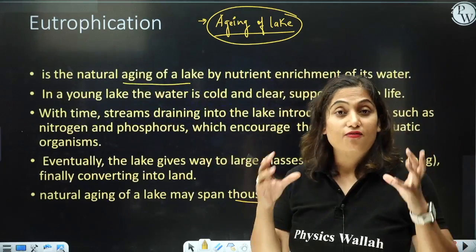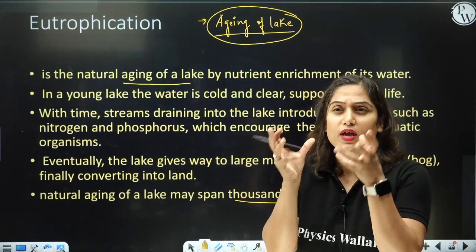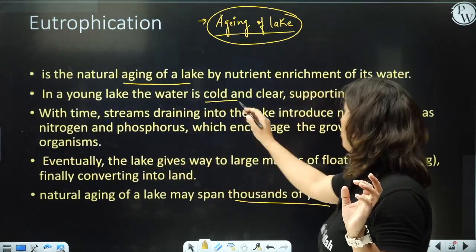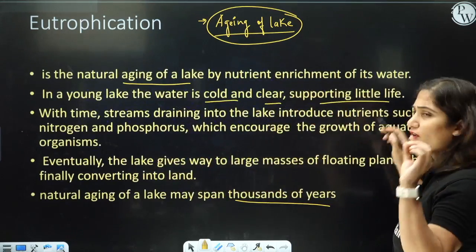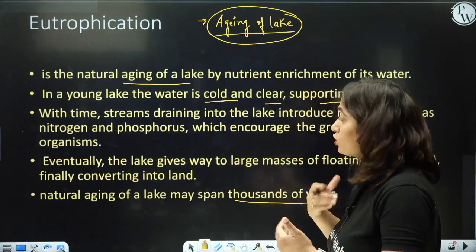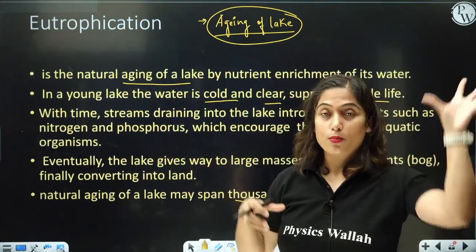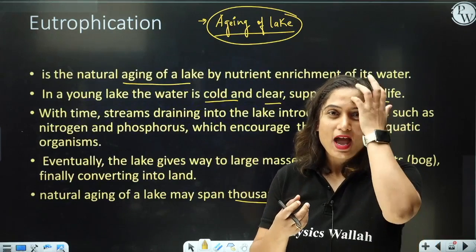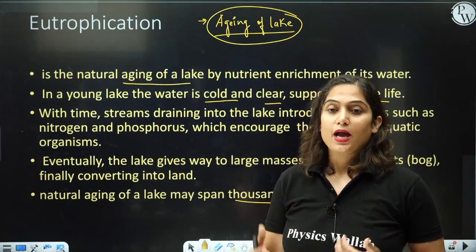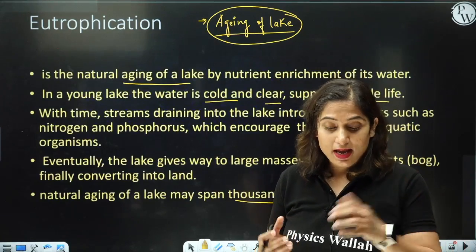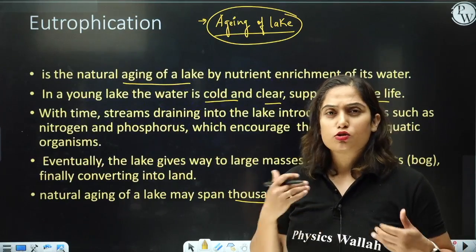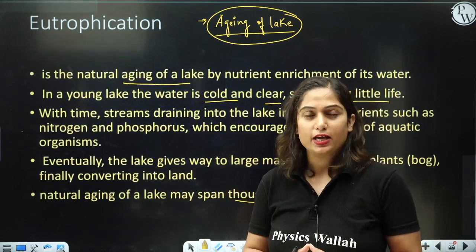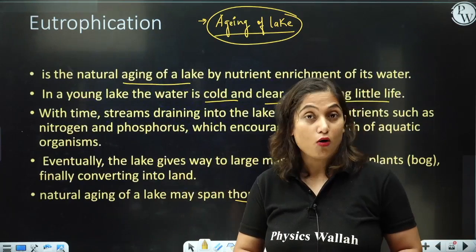When the lake is very young, it has just formed, the water in the lake is cold and clear, supporting very little life. But slowly and gradually, when the water from other sources gets added into the lake, the water becomes warm and it supports life. And when it supports life, the organisms die and get accumulated in the bed. So slowly and gradually, the lake becomes the forest. This is natural aging of lake, eutrophication, which is very normal, not problematic.